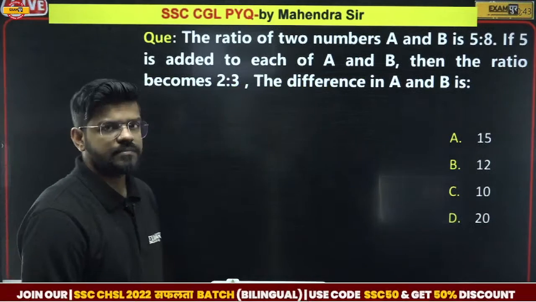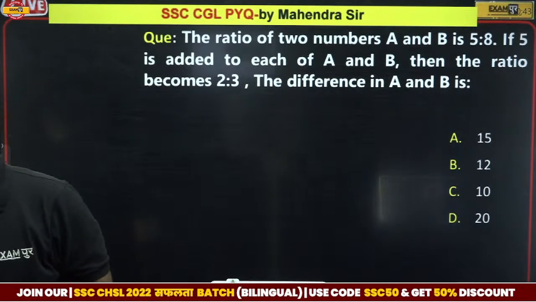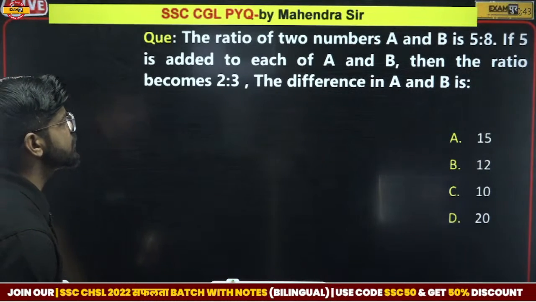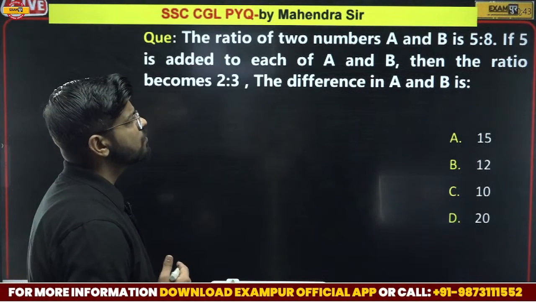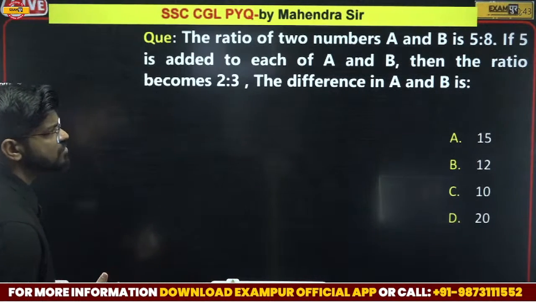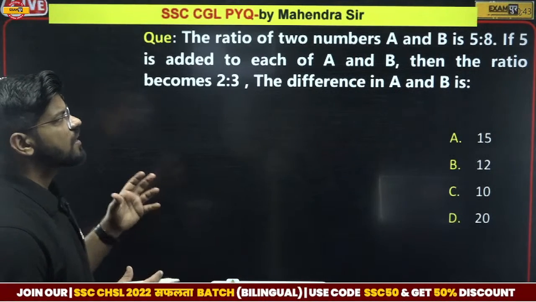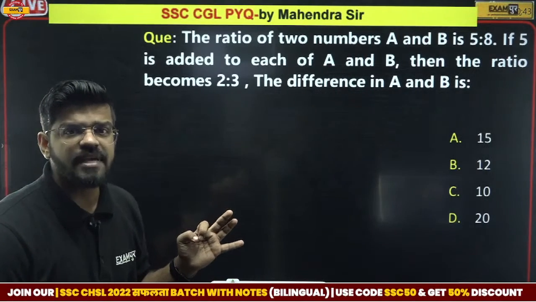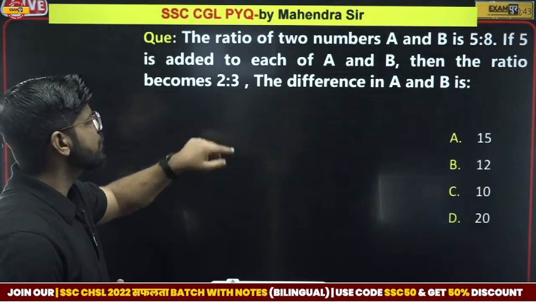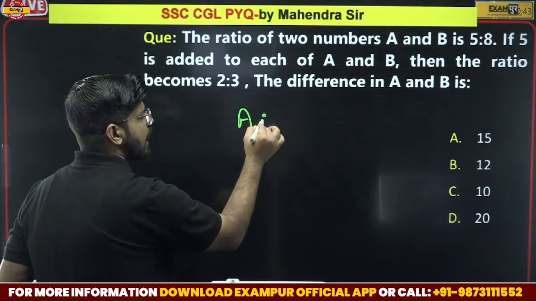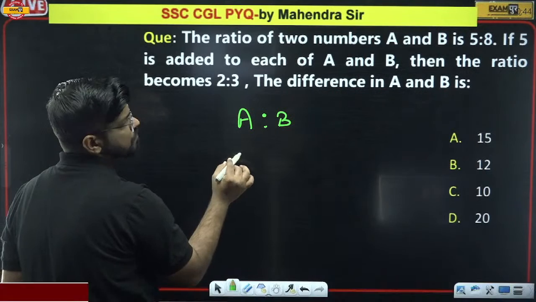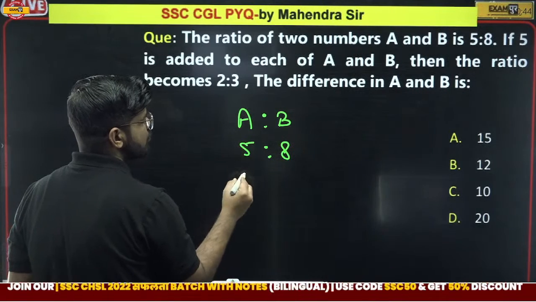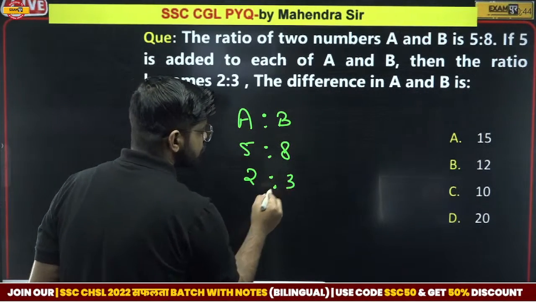Okay, next question, from ratio. Tell me the answer for this question. The ratio of two numbers A and B is 5:8. If 5 is added to each of A and B, then the ratio becomes 2:3. So there is A and there is B. The ratio was 5:8. Now the new ratio is 2:3.